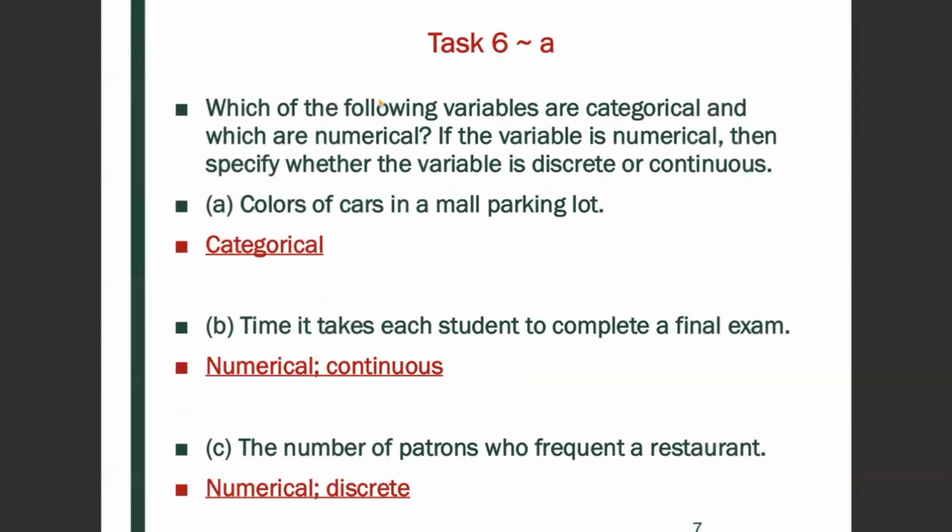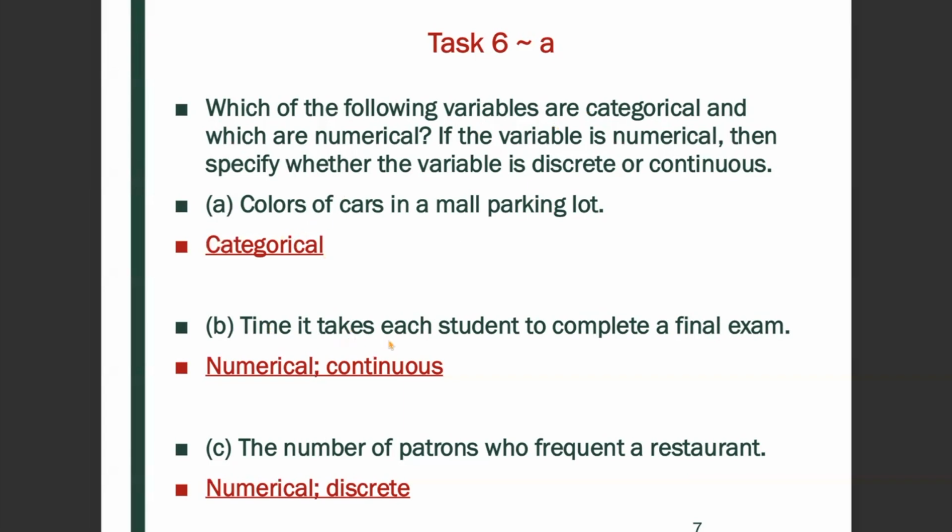All right, task 6A. Which of the following variables are categorical and which are numerical? If the variable is numerical, then specify whether the variable is discrete or continuous. So colors of cars in a mall parking lot, that would be categorical because we would have, for example, black, silver, white, those are colors, they're not really numerical.